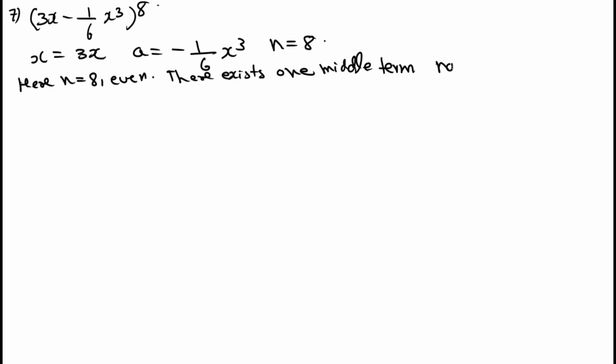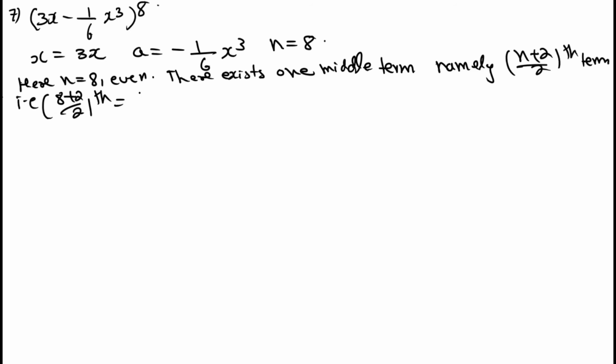Namely, the (n plus 2) divided by 2th term. Index even means one middle term, that is the (n plus 2) by 2th term. That is (8 plus 2) by 2th term, equal to 10 by 2, it's equal to the 5th term. The 5th term is the middle term.